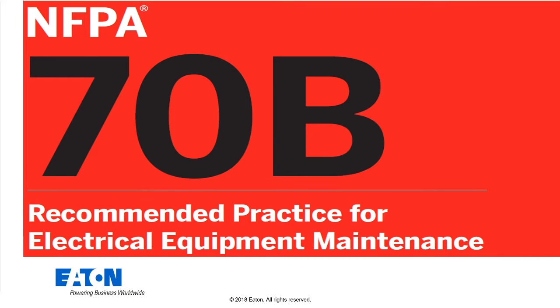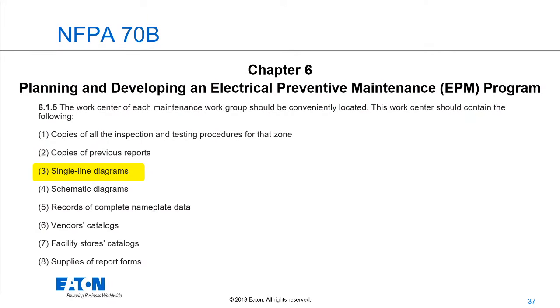So 70B is an important document, and here are some references. The availability of up-to-date and accurate and complete diagrams is the foundation of a successful electrical preventative maintenance program. That is a very important statement in 6.2.2, diagrams and data, of 70B. And I agree with it 100%.